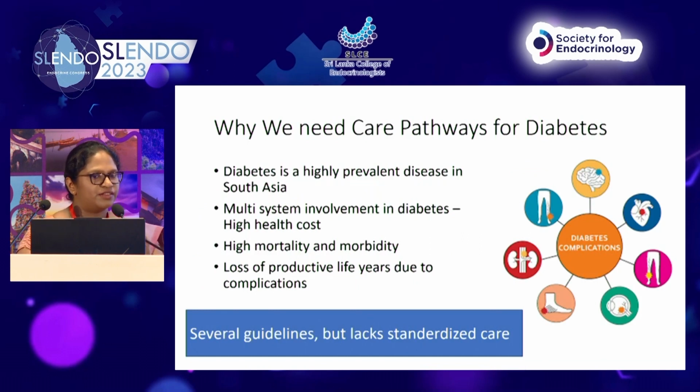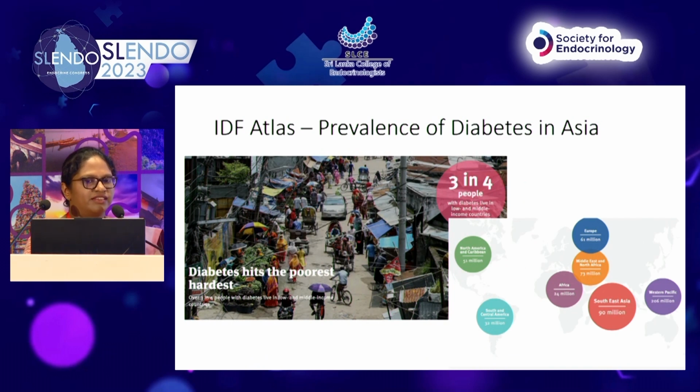So why do we need care pathways for diabetes? We had a lot of talks before that, Dr. Reddy, with a lot of information on Asian data. Diabetes is a highly prevalent disease in South Asia. There's multi-system involvement, high mortality and morbidity, and loss of productive life years due to complications. We have several guidelines set by multiple colleges, but we lack standardized care in diabetes. If you look at the IDF Atlas, this is 2021, I think, it says diabetes hits the poorest hardest. And 3 in 4 people with diabetes live in low and middle income countries. So we are in that group, and there's a high prevalence of diabetes in Southeast Asia.